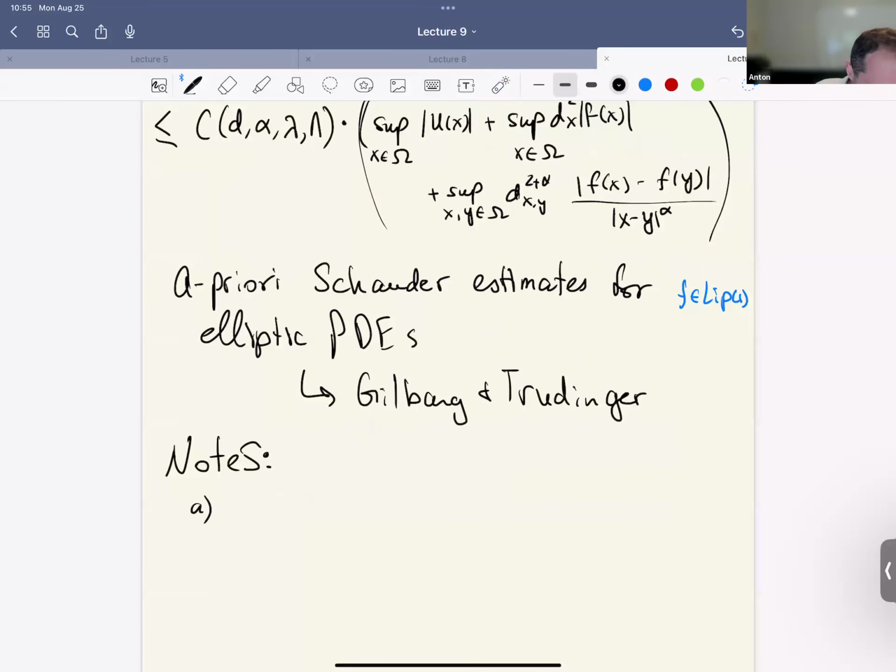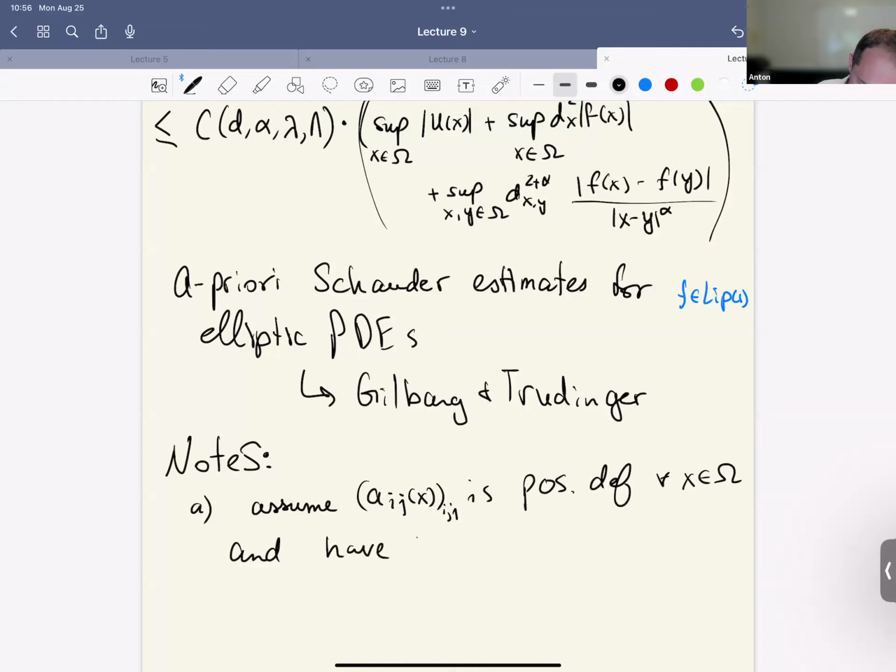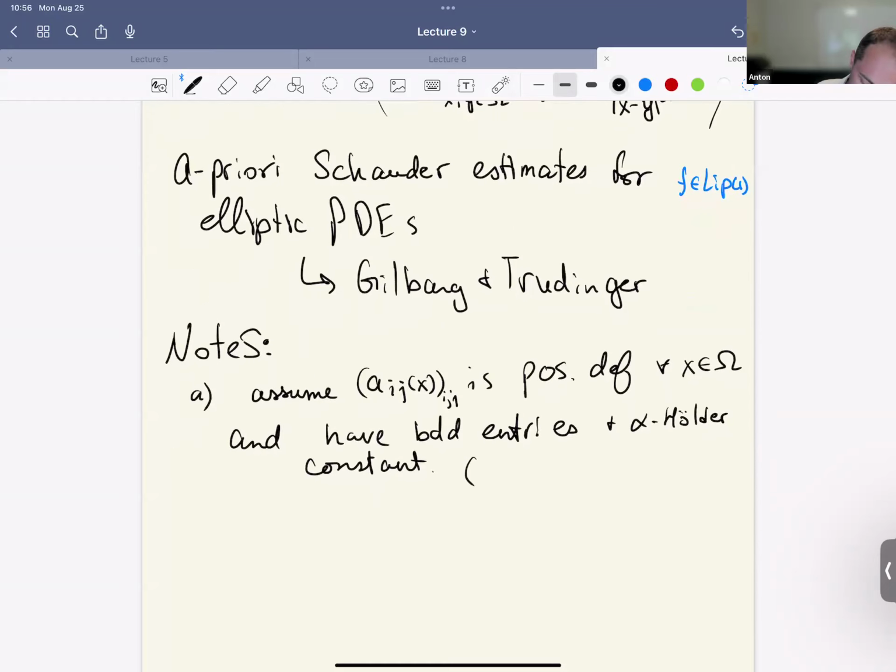So first, we need to assume that the matrix A_ij, for all i and j, is positive definite for all x in Omega, and has bounded entries and an alpha-Hölder constant. And the upper bound that's responsible for this is lambda.